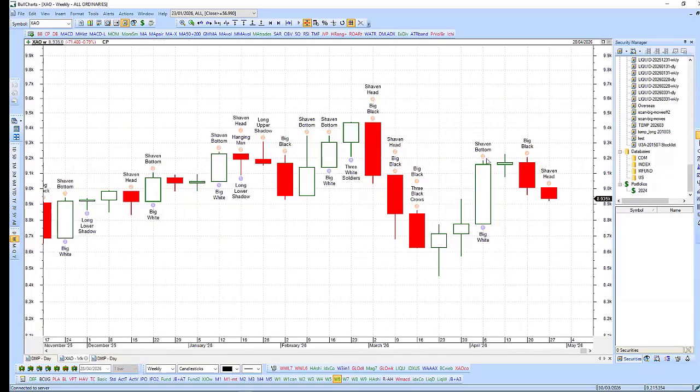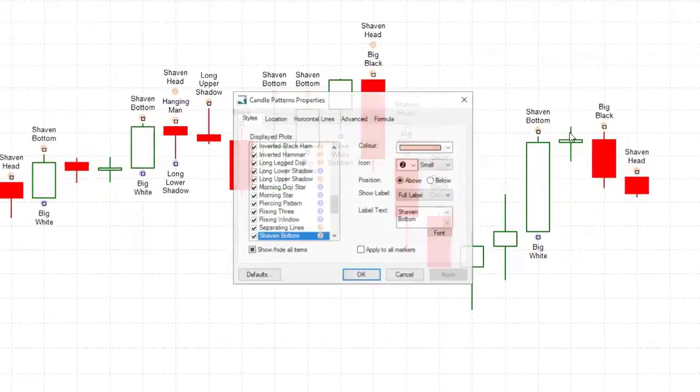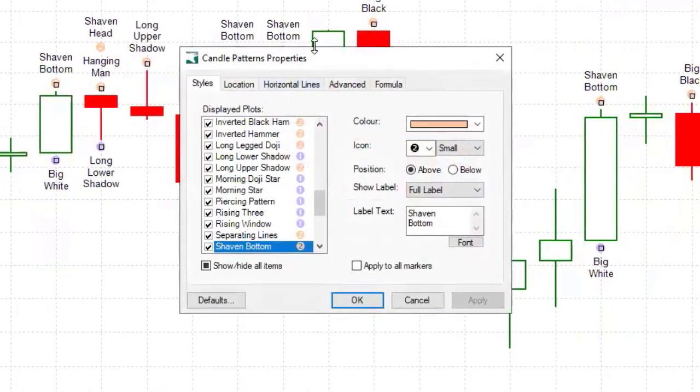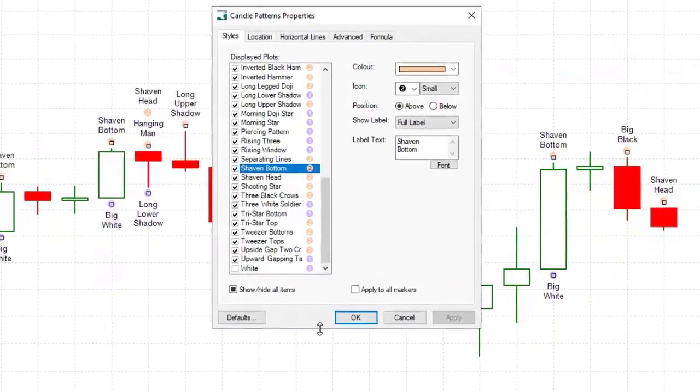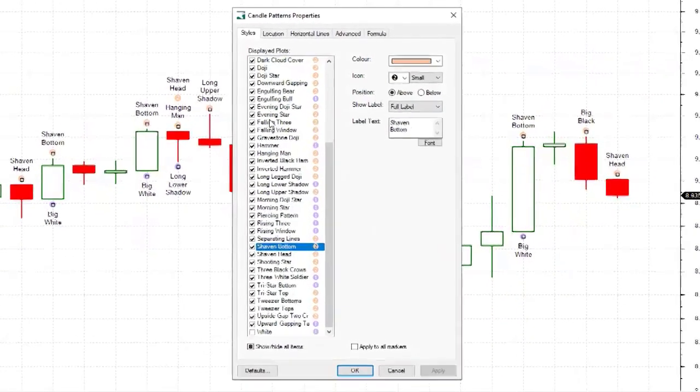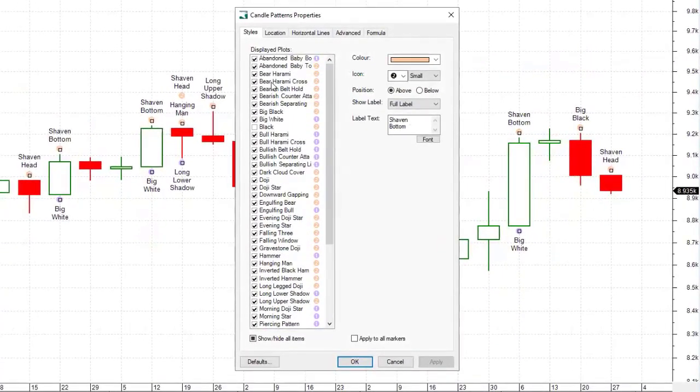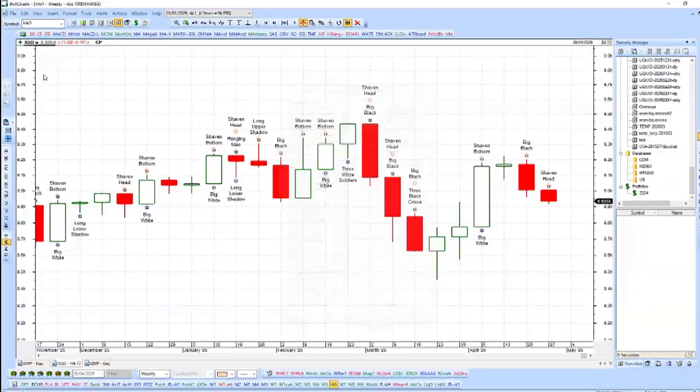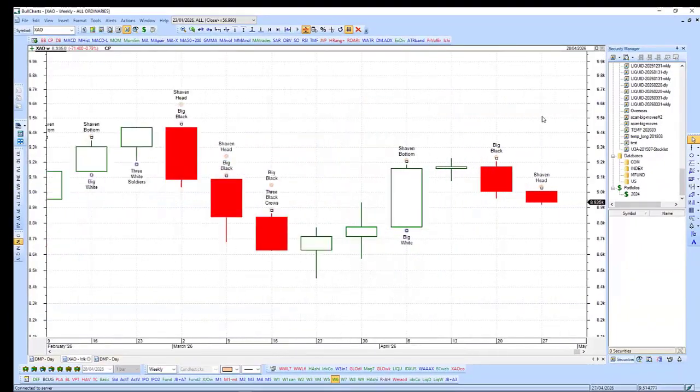And in here, I'm using the candle indicator. Now, if you've not looked at it, the candle indicator has all of these different candle patterns that you can apply, tick or untick, and flag them on your chart. And I've got not all, but most of them ticked, and the default style settings. And this is a weekly chart. Up in the top left corner, it says weekly.